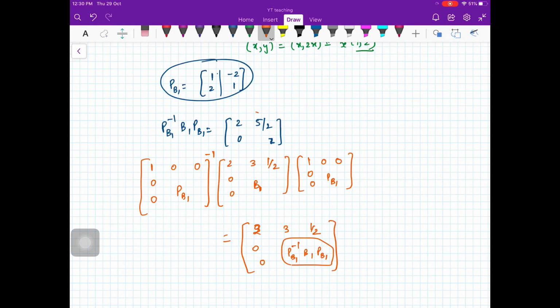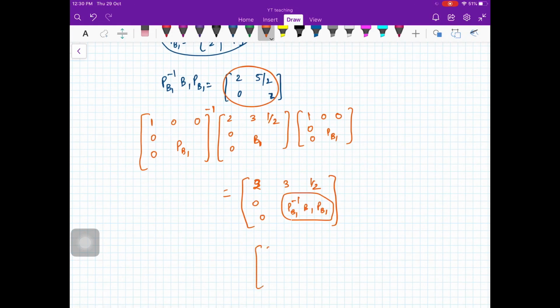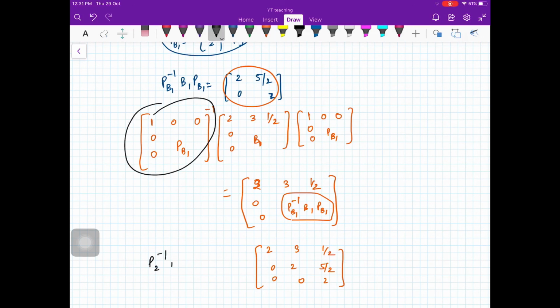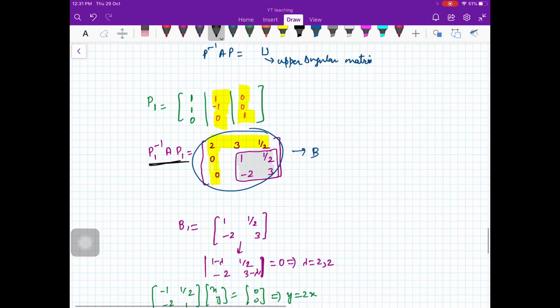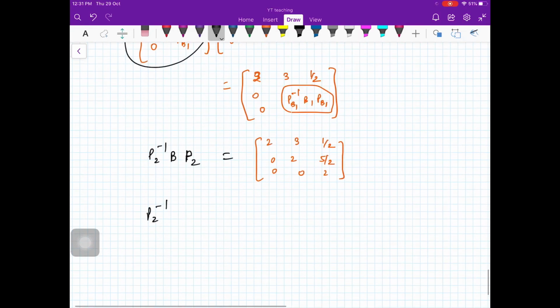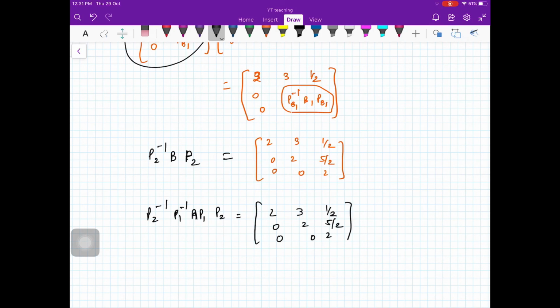Now this matrix here is this, right? So you get 2, 3, half, 0, 0, 2, 5 by 2, 0, 2. Now you call this matrix P2. So this is P2 inverse B P2, and B is P1 inverse A P1. So you get P2 inverse P1 inverse A P1 P2 equals 2, 3, half, 0, 2, 5 by 2, 0, 0, 2. Now you see here you get an upper triangular matrix.